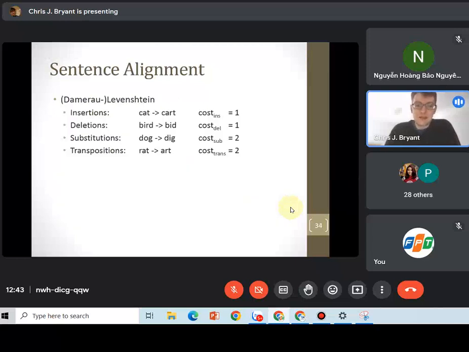Now, the way you solve that is use something called Levenshtein alignment. It's also used for spell checking, and in effect, the alignment is calculated in terms of cost for changes you make.